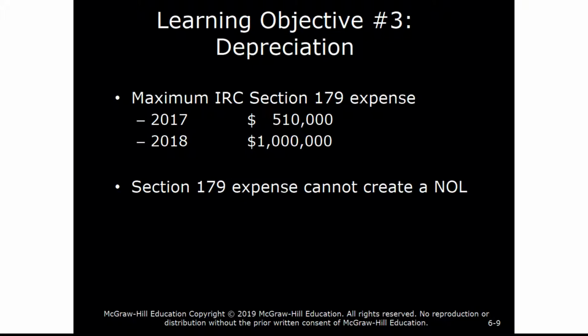This Section 179 expense is really only designed for small businesses because it does phase out as income climbs. And the Section 179 expense cannot create a net operating loss. So if you have unused Section 179 expense available, you can carry it forward indefinitely.